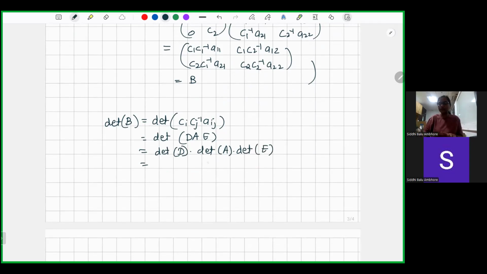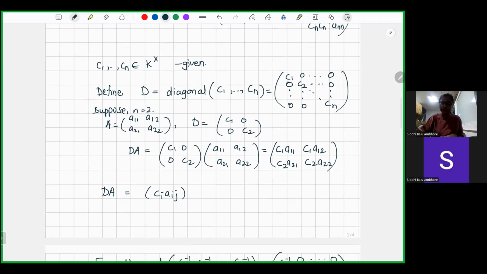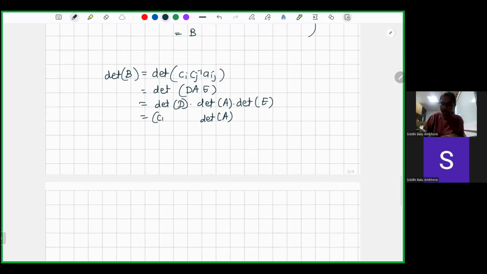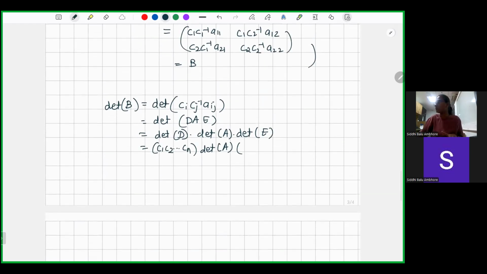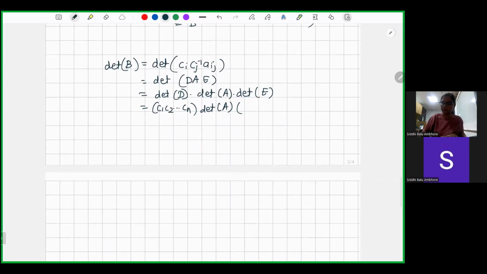But determinant of A remains as it is, and this determinant of D is a diagonal matrix. So the diagonal has entries C1, C2, Cn. So this is the product C1, C2 through Cn. And the determinant of E contains all the inverses, C1 inverse, C2 inverse, and Cn inverse.